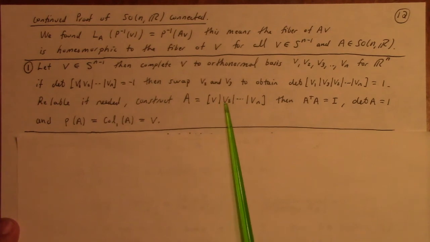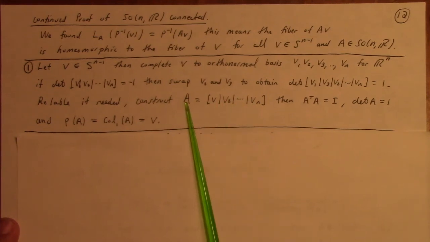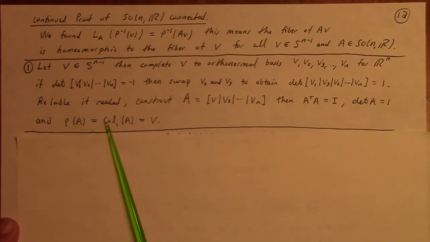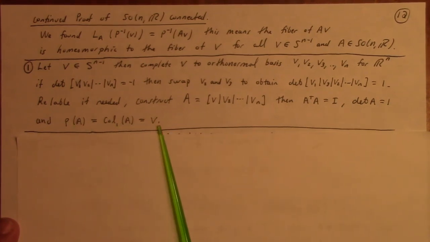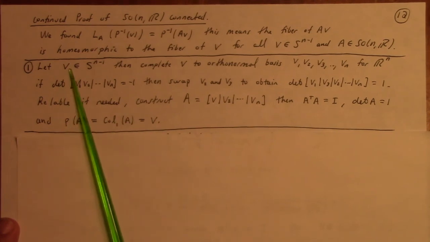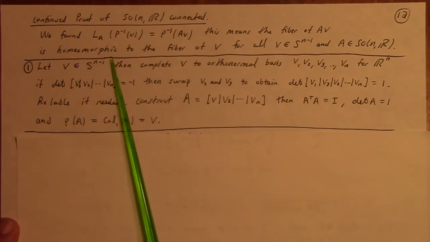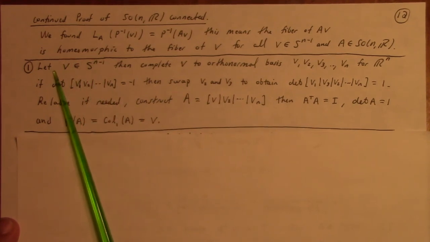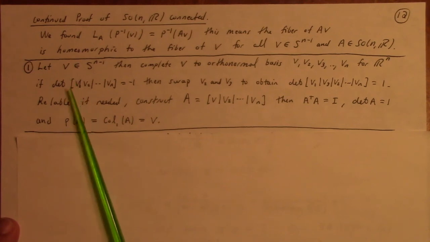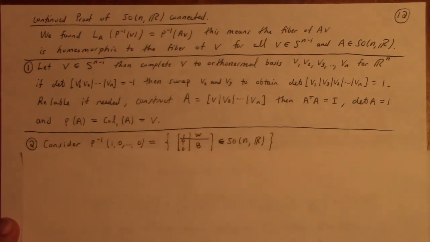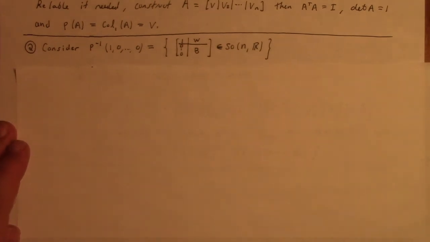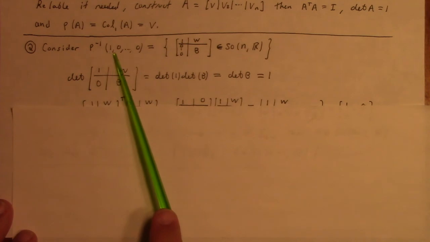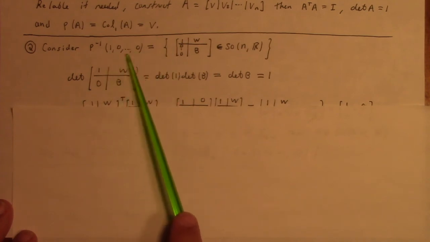Construct A equal to V1, V2, and so on, up to Vn. By construction, A transpose A is I, the determinant of A is 1, and P of A is going to be column 1 of A, which is V. Now, V was arbitrary. So we can take any point in S^(n-1), and we can find a matrix which takes that as its first column in SO(n, R). Step number one.